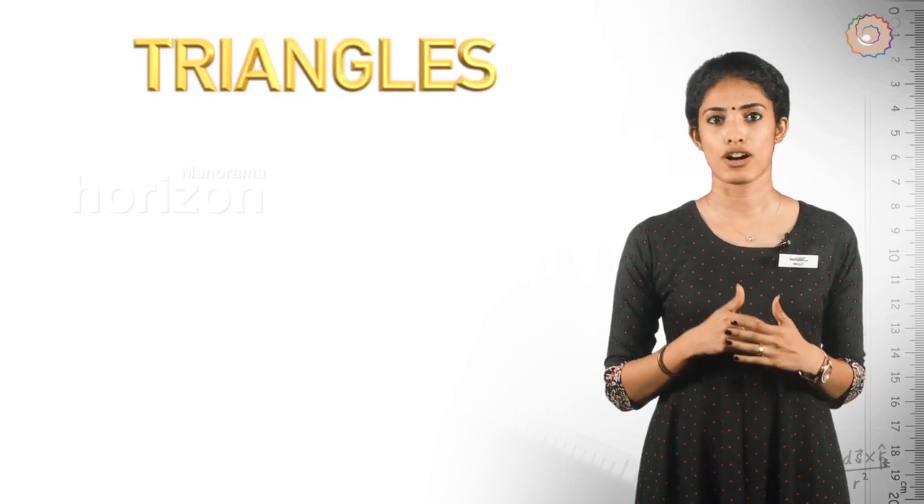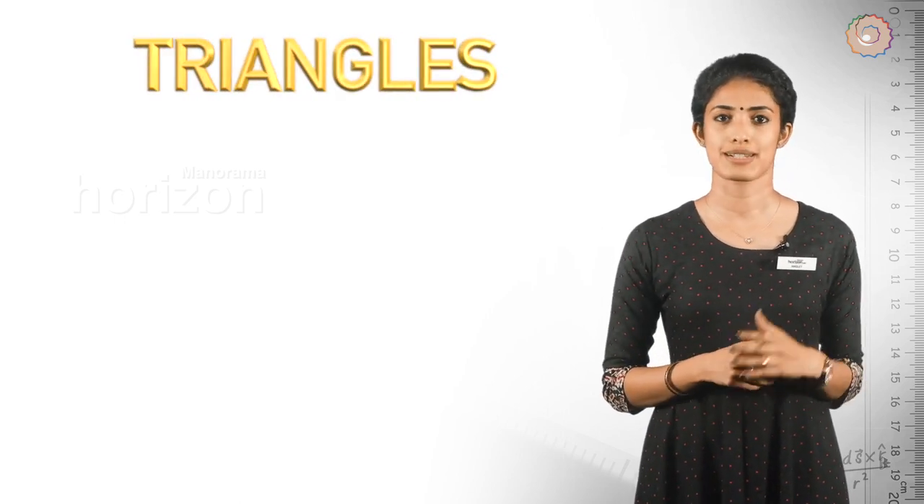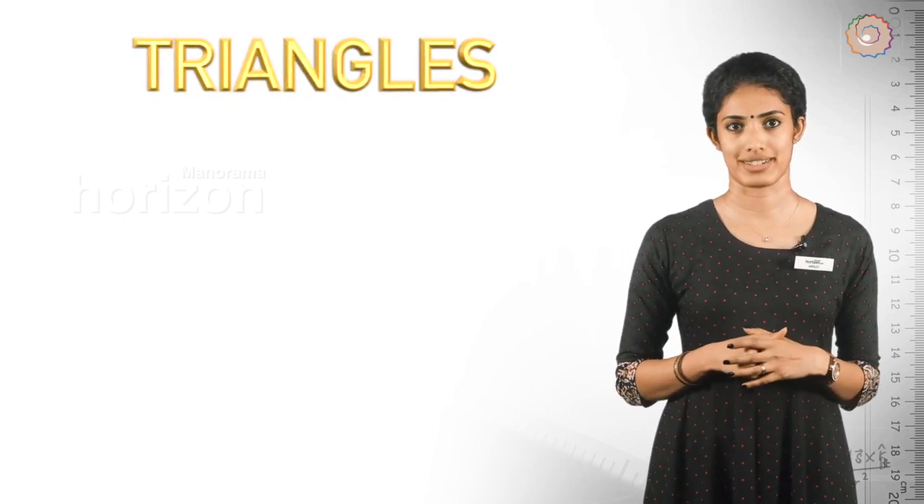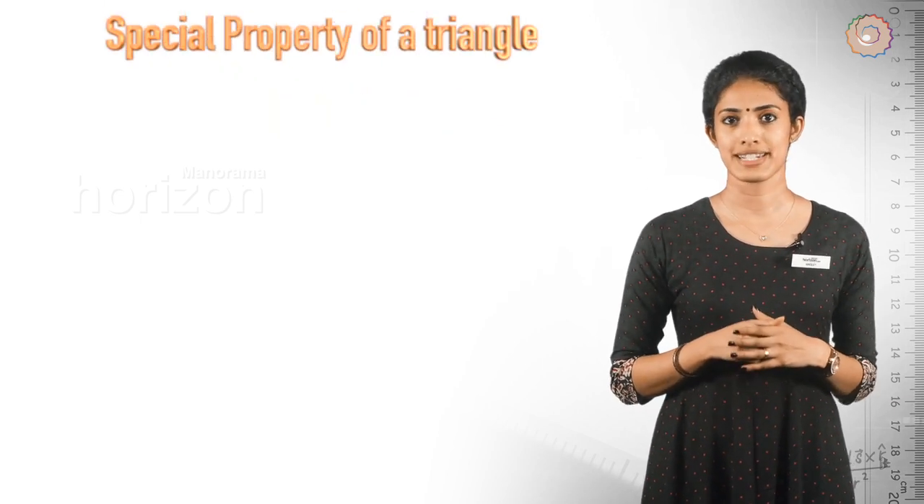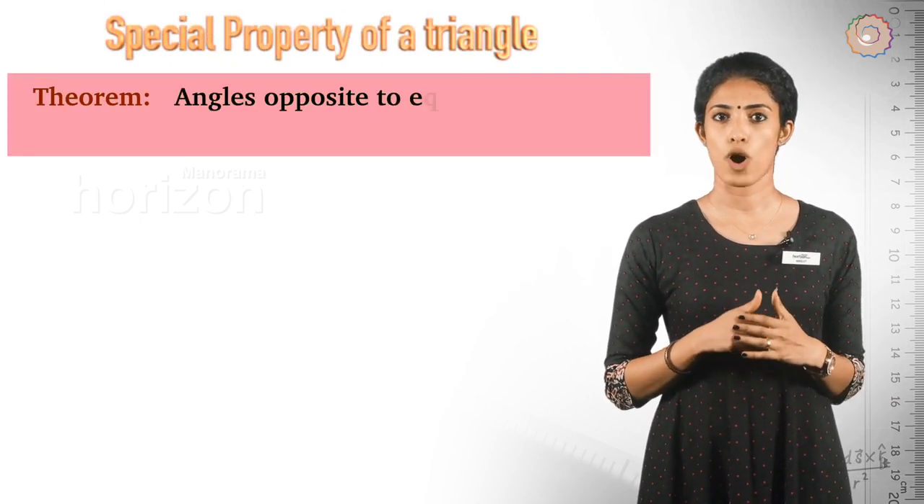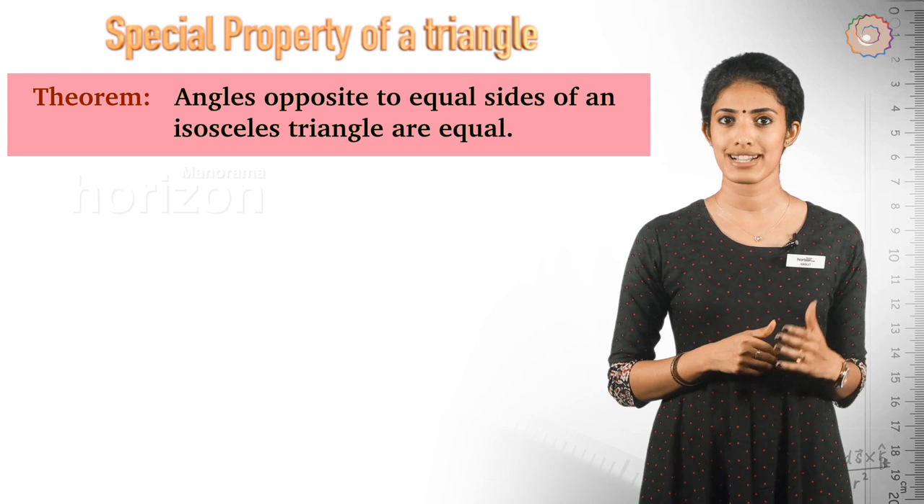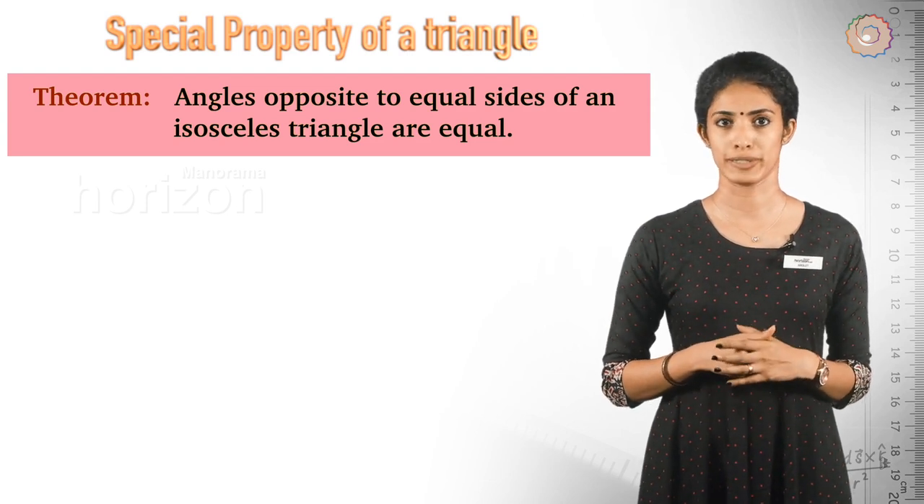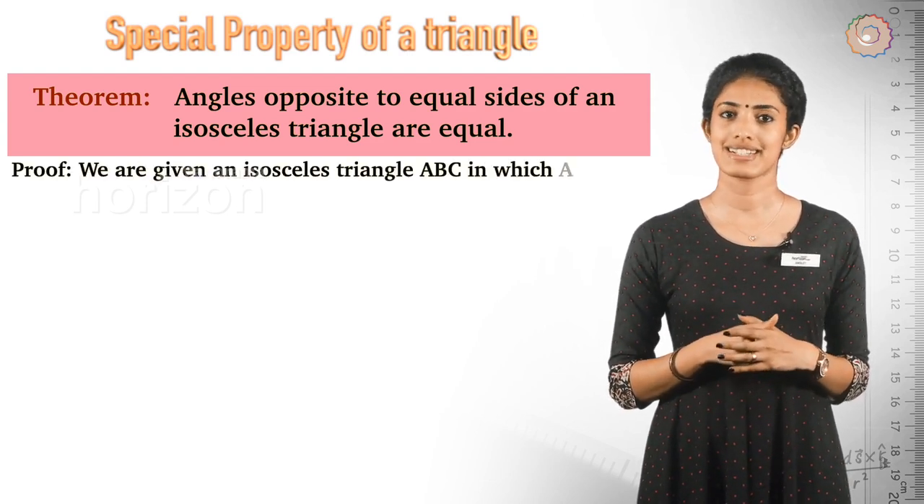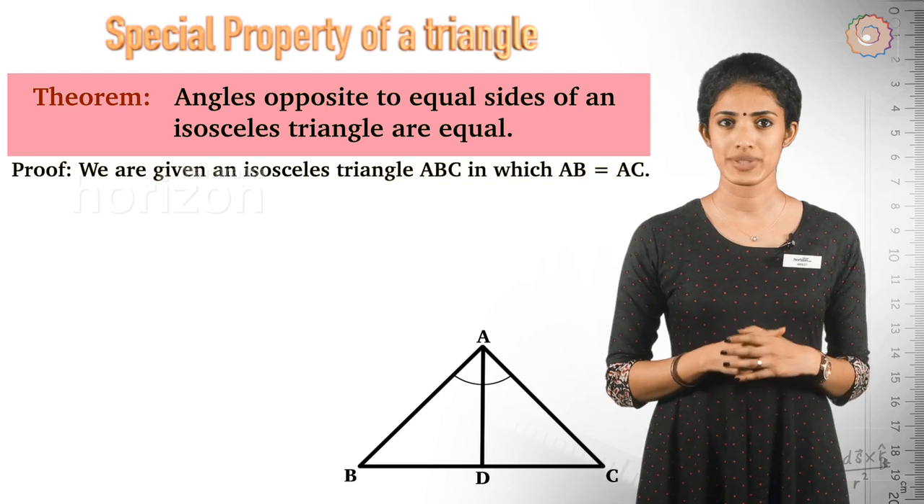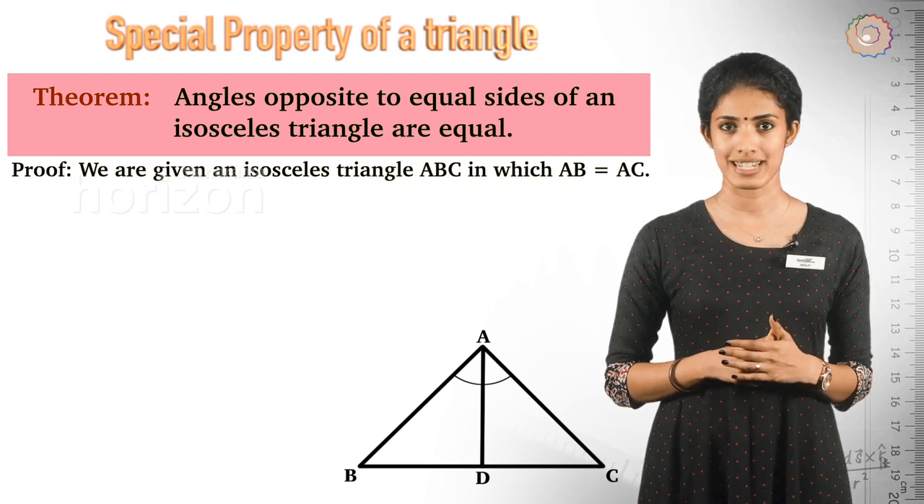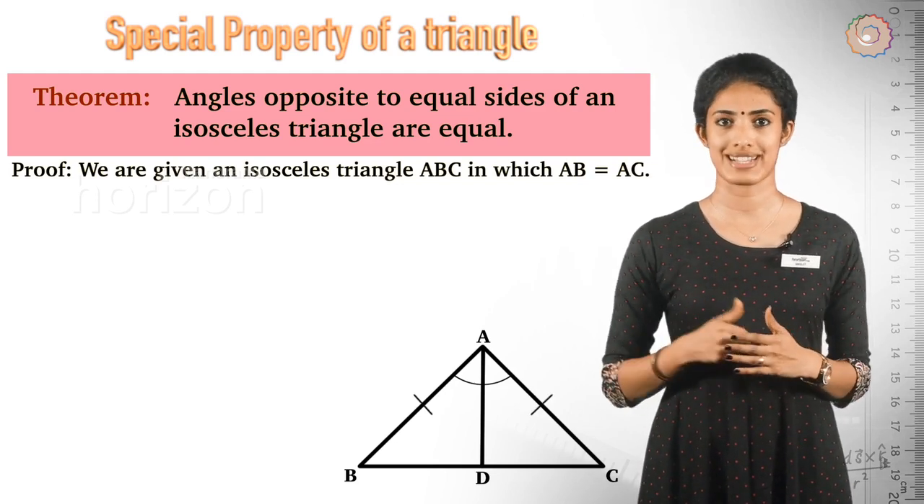Before getting into the ASA congruence rule, let us discuss some special properties of triangles. The first theorem states that angles opposite to equal sides of an isosceles triangle are equal. The proof for the same is as follows. We are given an isosceles triangle ABC in which AB is equal to AC.